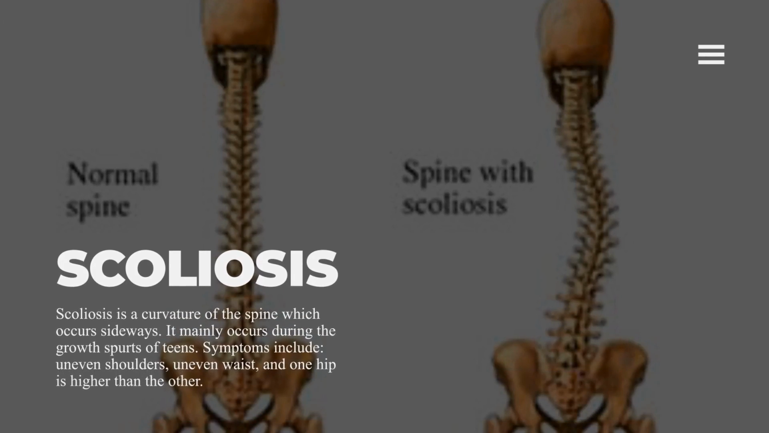Scoliosis is a curvature of the spine which occurs sideways. It mainly occurs during the growth spurts of teens. Symptoms include uneven shoulders, uneven waist, and one hip is higher than the other.